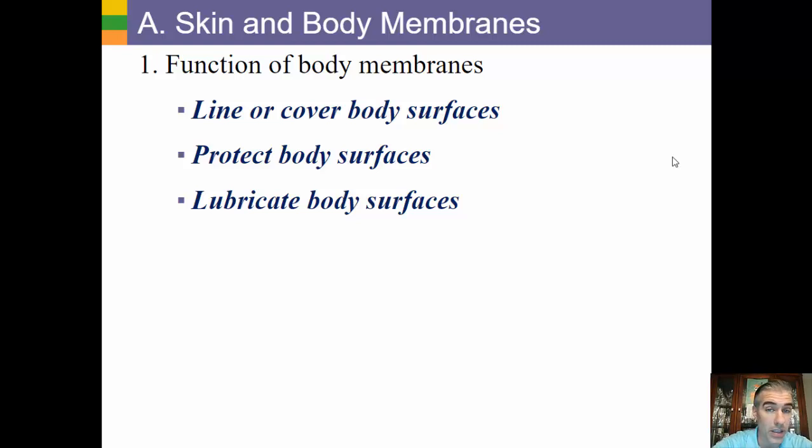Their job is to line or cover body surfaces, protect those surfaces, and then in some instances actually lubricate or provide moisture in the form of either saliva or mucus or oil, helping to lubricate the body surfaces themselves.